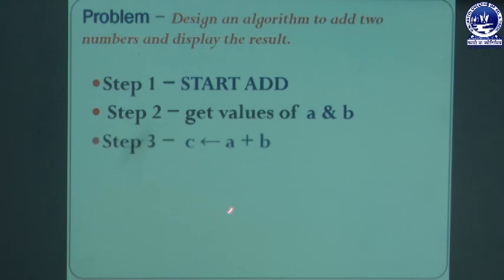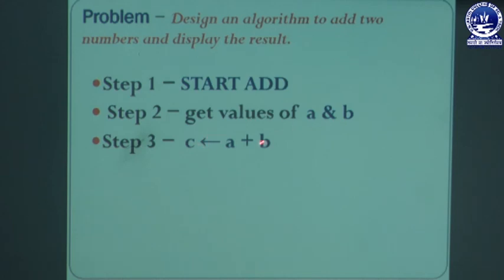Then the third step is C equals A plus B. We cannot use the equal symbol in the case of an algorithm. So just remember this reverse arrow mark is used to indicate the equals symbol. So here we can say C is going to hold the result that we get from the right hand side operation, that is A plus B. Whatever the result of A plus B may be, that is going to be stored in C. So that's why we are using a reverse arrow mark.